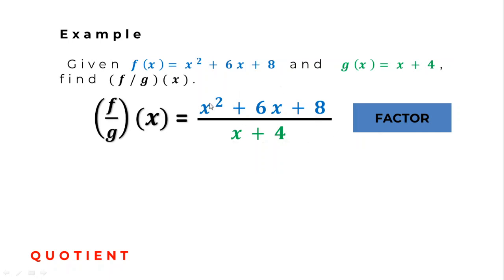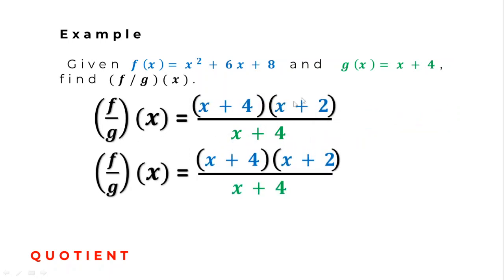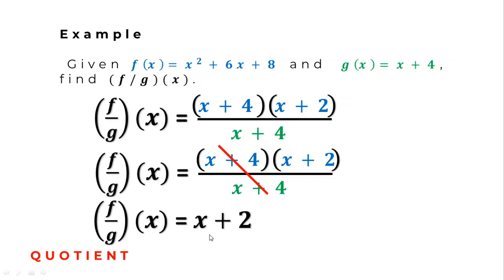So ito naman yung gagawin natin kasi itong nasa taas natin yung function or itong f of x, this is a quadratic function. Therefore, pwede natin siyang i-factor kung pwede. Okay, factor natin. Ang factor kasi ng x squared plus 6x plus 8 is x plus 4 and then x plus 2. So ang gagawin natin is kakancel natin yung magkapareho. Itong x plus 4 kapareho na nasa baba, cancel natin yung dalawa. The answer is x plus 2.